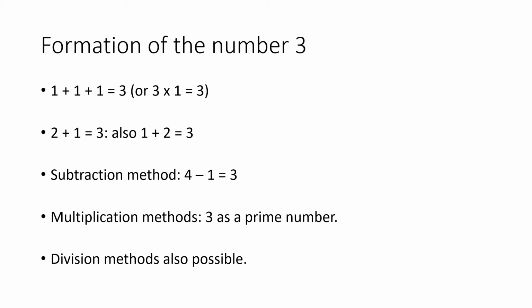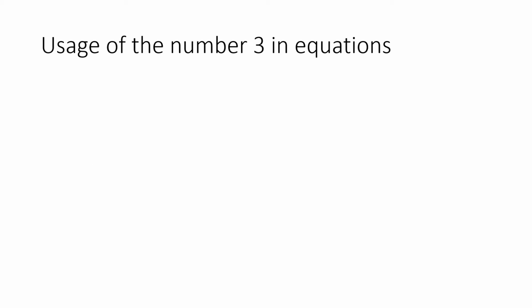And finally, division methods are also possible, but as with subtraction, largely rely on far larger numbers, so will be covered in future lectures. However, it is also important that you understand how to use and manipulate the number 3 in equations. So, for example, a common example would be 3 plus 3 equals 6. 6, of course, will be covered in a future lecture. 3 minus 1 equals 2 is an example of the subtraction method used with a 3. It is, of course, the same as 2 plus 1 equals 3, if you comprehend the relationship between addition and subtraction.